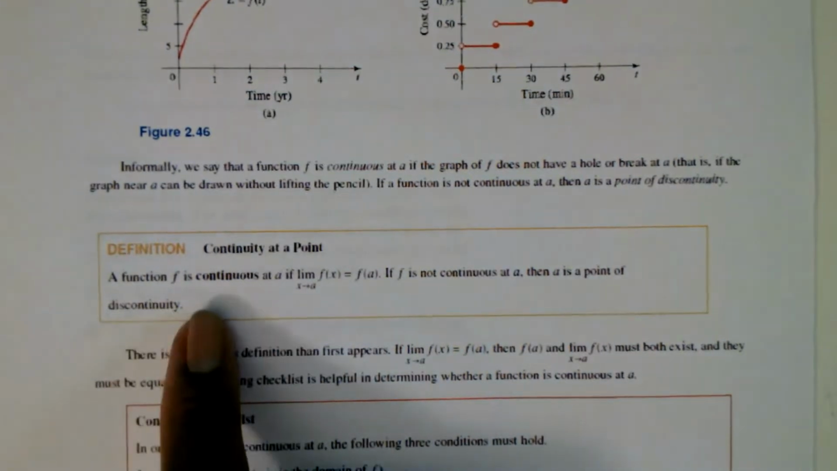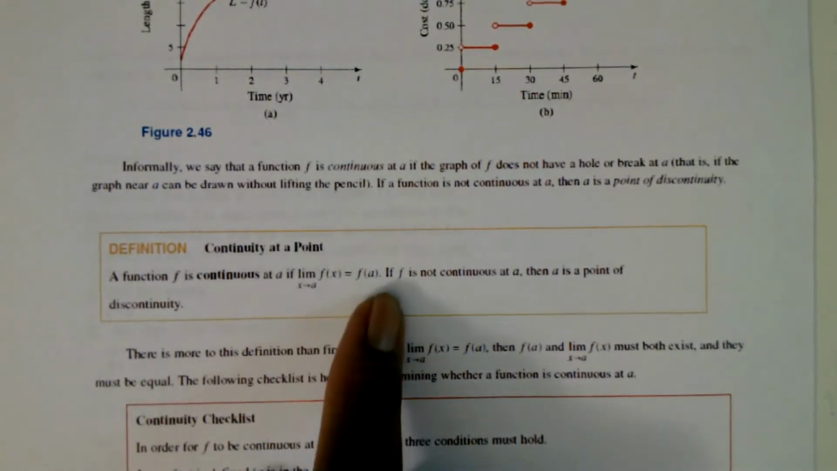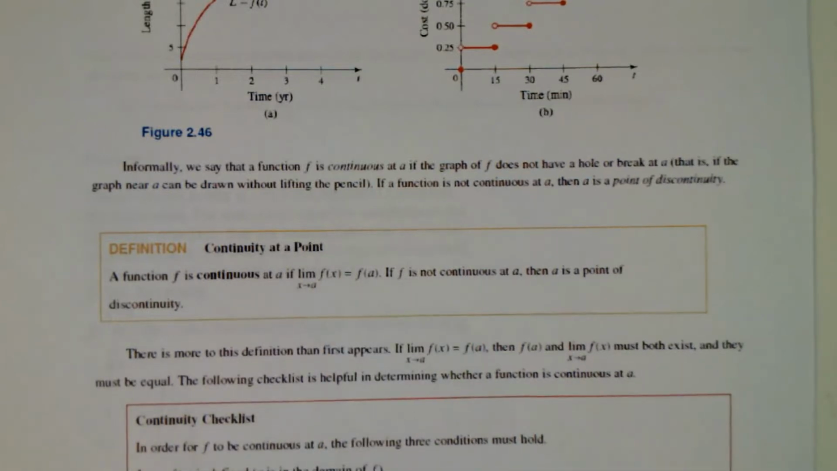So here, a function will be continuous at a if your limit as x approaches a of the function is equivalent to f of a. Otherwise, point a would be considered a point of discontinuity. Now, there's more to this definition than what we see here. If the limit as x approaches a of f of x is equal to f of a, that means that f of a and the limit as x approaches a of f of x must both exist and they must be equal. So here we have a checklist for determining whether a function is continuous at some number a.